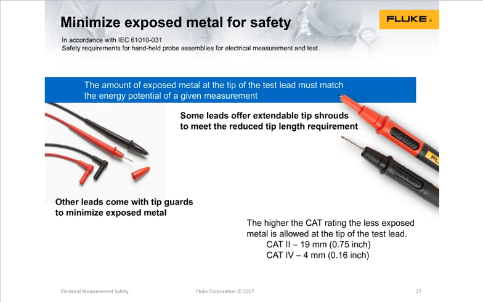This is a close-up of some of that, so you can see where there's some exposed metal on the one on the right in a Category 2 environment, where a sleeve actually retracts back into the test probe. That would be 0.75 inches. 0.16 is a Category 4 environment. So minimize the amount of exposed metal in a Category 4 environment. Whatever type of test lead you use, you can even put tip guards on.